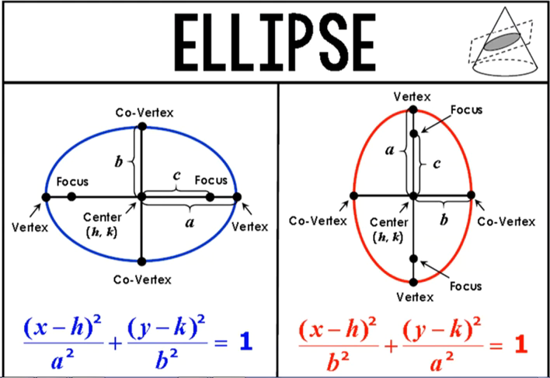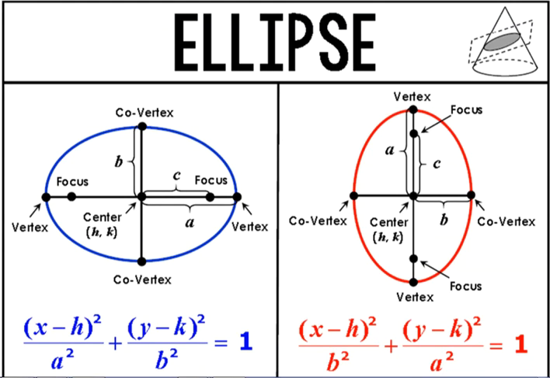Now we have some numbers. We've got A, B, and C. So A comes from the equation, and that's the distance from the center to either vertex. So this distance, that distance are the same. B comes from the equation, and it's the distance from the center to the co-vertex. C is the distance from the center to what we call the focus. And notice we have two foci, and they are symmetrical there.